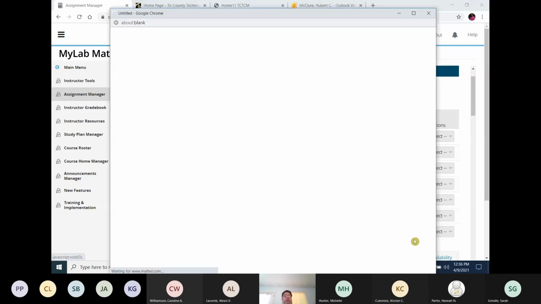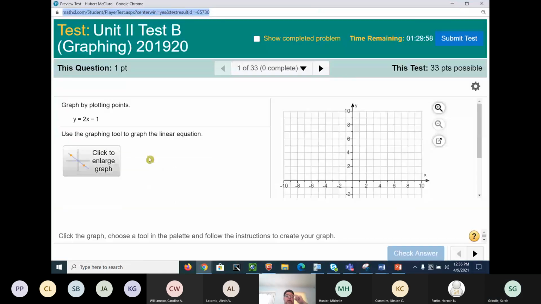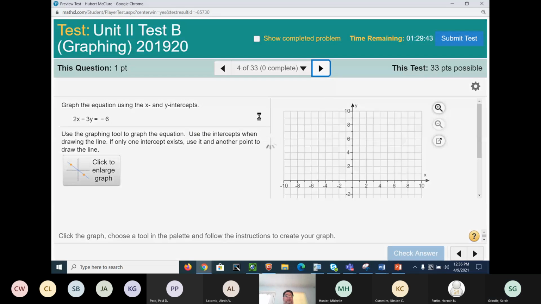All right, we did plotting points, method 1. I'm not going to do the graphing today. Okay, slope intercept, method 3. X and Y intercepts, method 2.